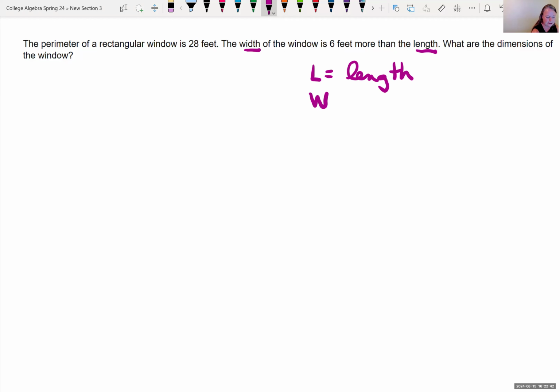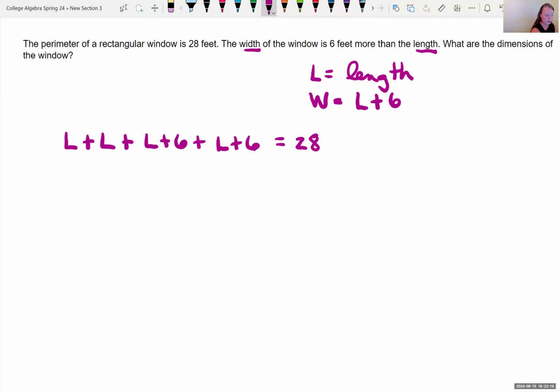And the width is equal to 6 feet more than. So that's telling me I'm adding 6 to the length. So it would be L plus 6. So I'm going to add all sides. So I have 2 lengths of the rectangle plus 2 widths. So I have length plus L plus 6 plus L plus 6. This is equal to the perimeter of 28.